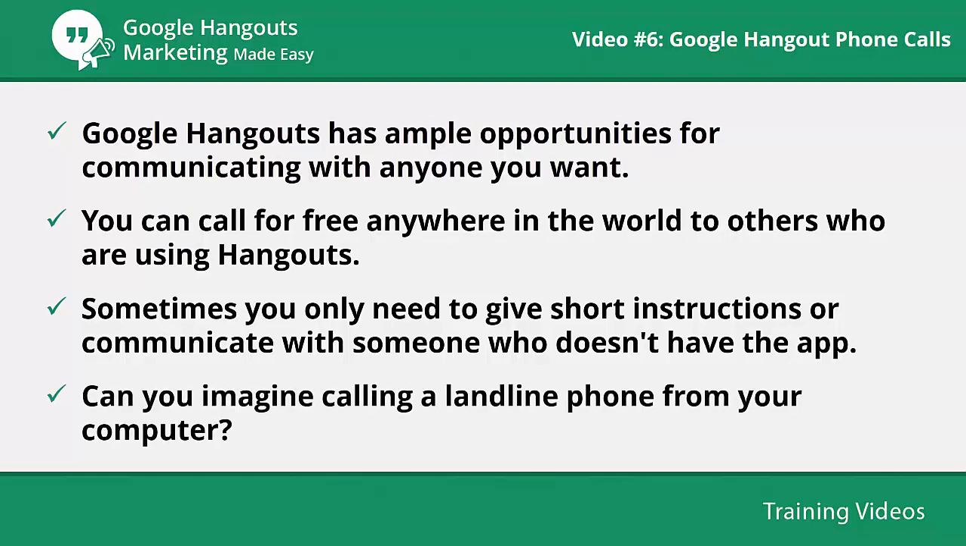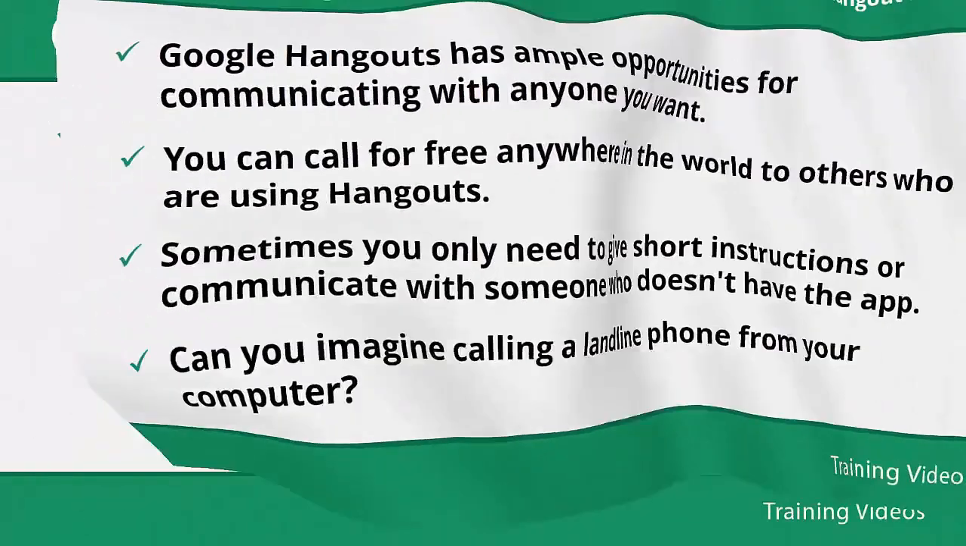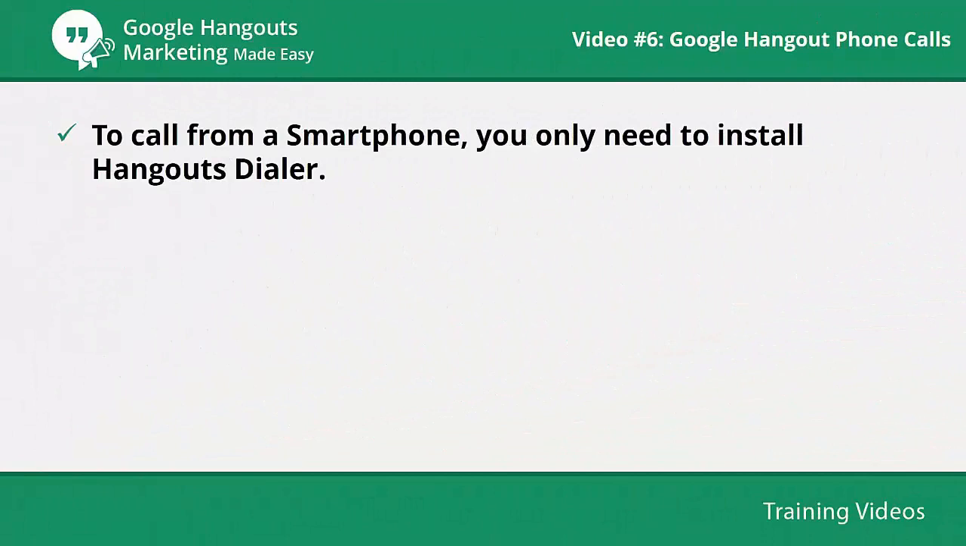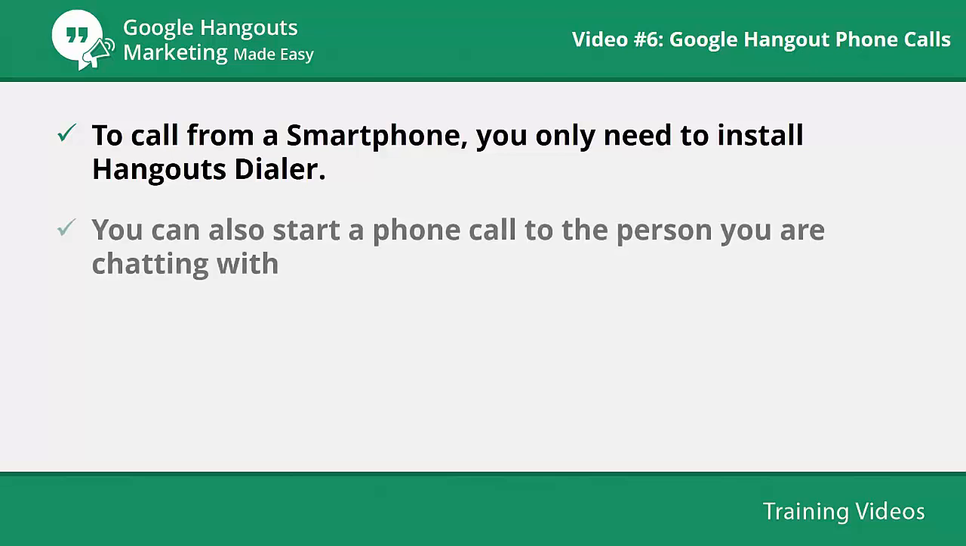In order to do this, you need to have speakers and a microphone in your computer. To call from a smartphone, you only need to install Hangouts Dialer. Within this application, you will have a dial pad like any other smartphone. You can also start a phone call to the person you are chatting with by pressing the Phone Call tab. You must be connected to a Wi-Fi service or use a 3G network or higher.